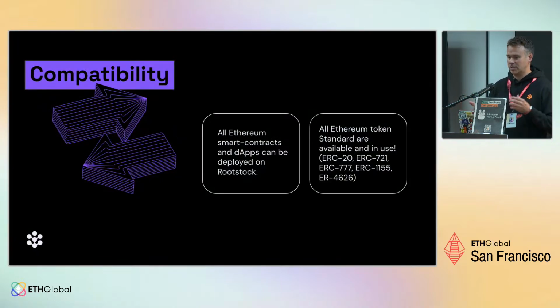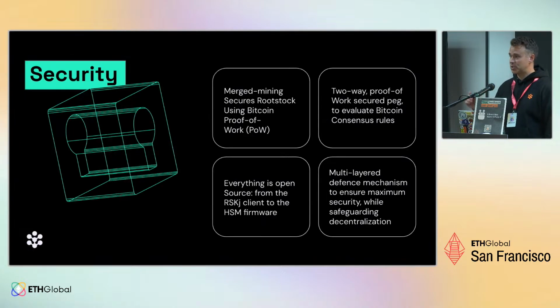So why Rootstock? Compatibility, we've talked about. All the smart contracts and dApps that are built on Ethereum can be easily ported and brought into Rootstock. All the token standards, ERC20s, 721, 1155, all those are compatible in Rootstock as well. From a security perspective, this is, I think, where we really strongly differentiate and establish ourselves. We have arguably the most secure Bitcoin bridge in the world. We use a defense in depth mechanism using hardware security elements and a decentralized federation model for this. And we also secure the network with the Bitcoin mining network.